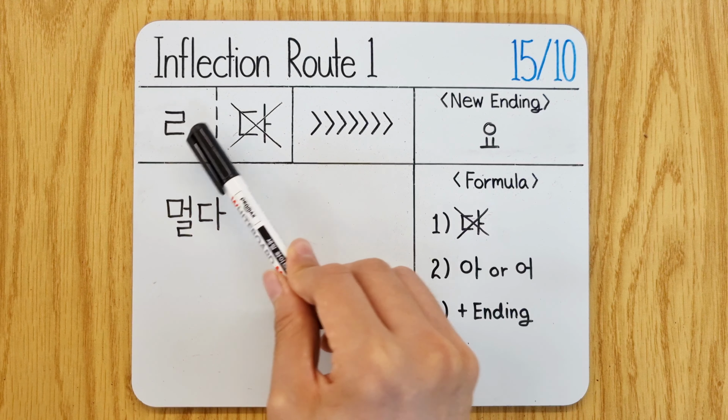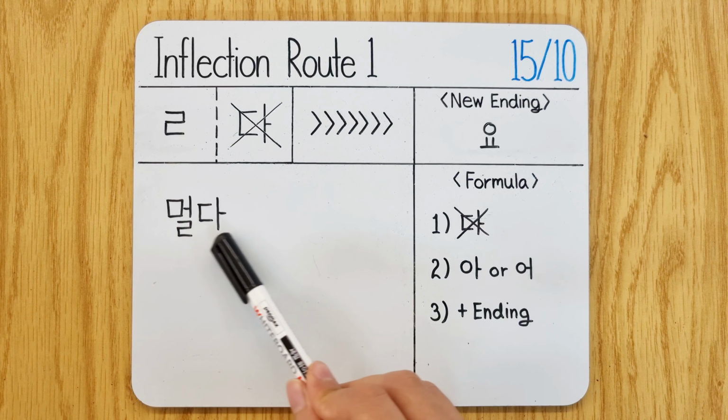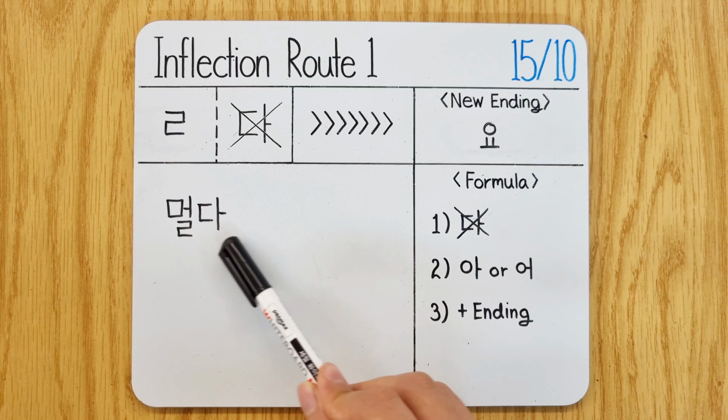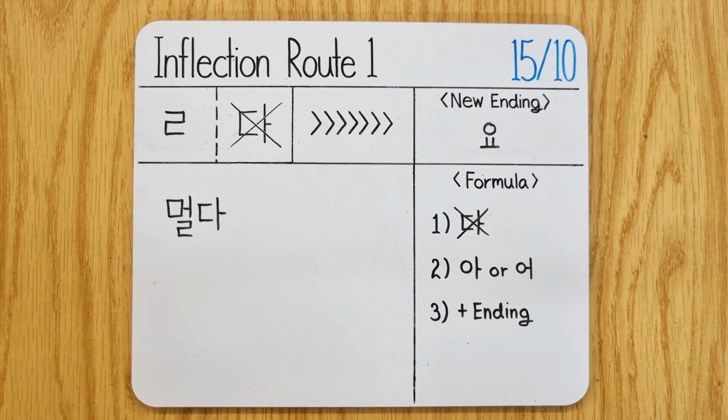Now, let's move on to the next situation, which is when a display form ends with the L or R consonant once ta is removed. For example, 멀다, which is the display form of the adjective far. There are more details. However, for now, I'll make it very simple.